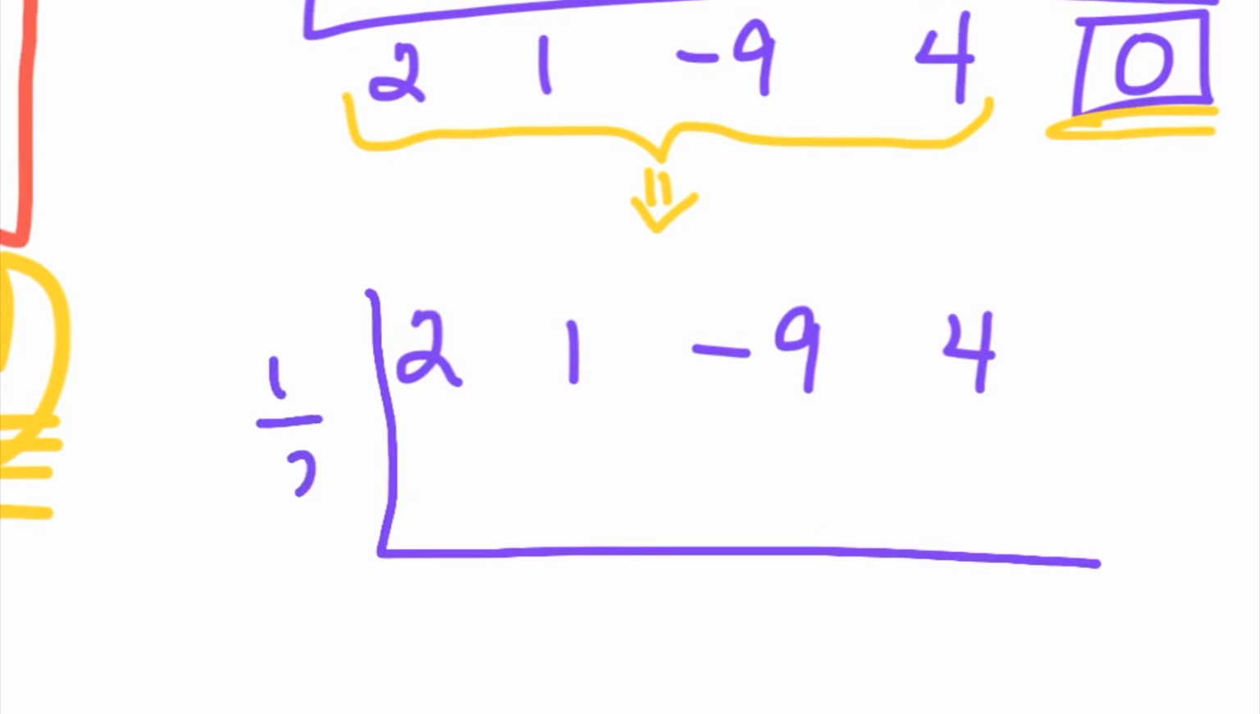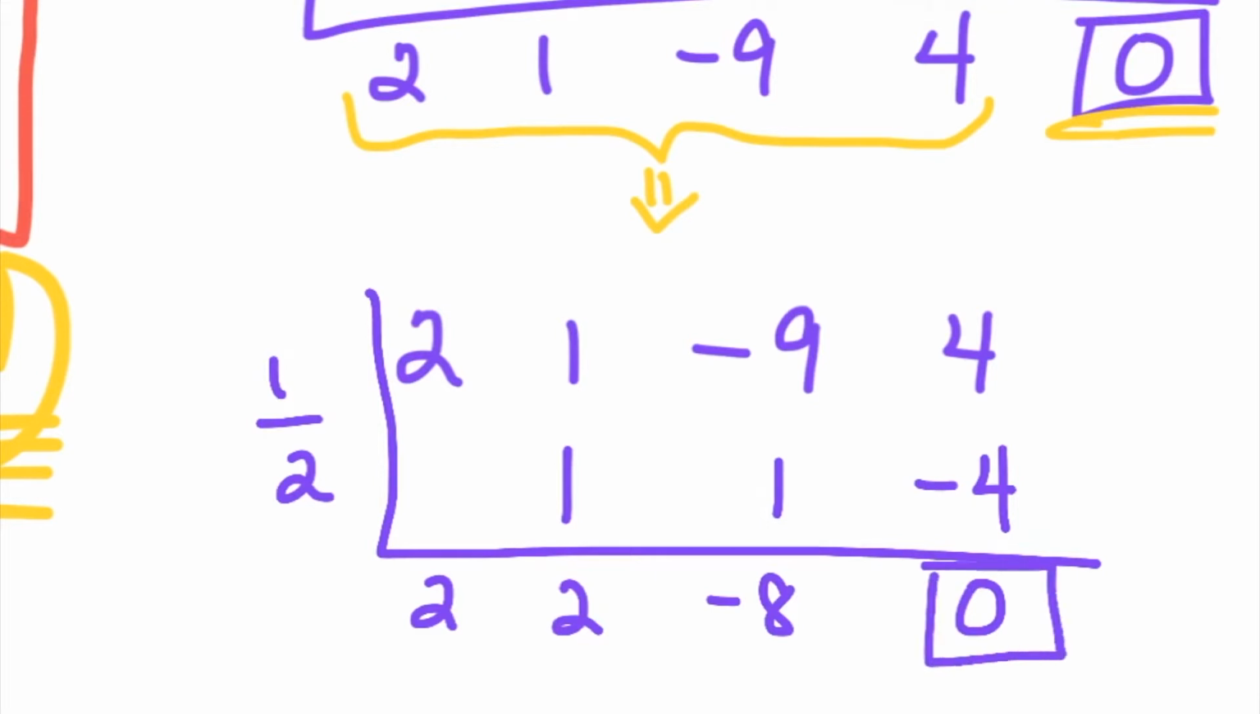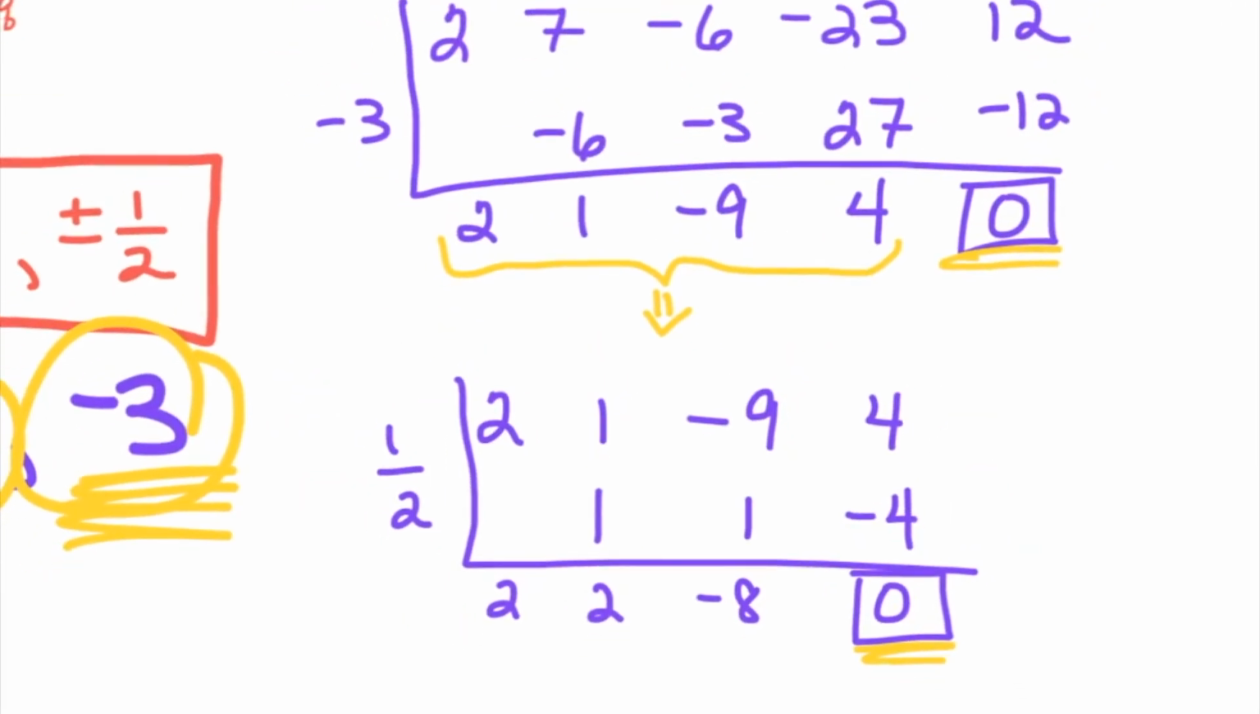But now I'm dividing by 1/2. 2 times 1/2 is 1. 1 plus 1 is 2. 2 times 1/2 is 1. Negative 9 plus 1 is negative 8. Negative 8 times 1/2 is negative 4. 4 and negative 4 is 0. Again, you're expecting it to be 0 because you know that 1/2 is also a factor or an x-intercept of this function, and so you'll get 0 as a solution if you substitute 1/2.